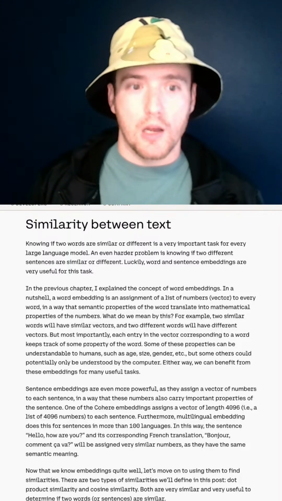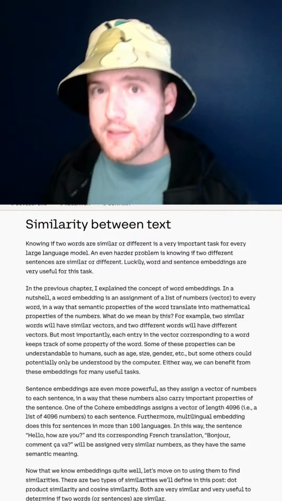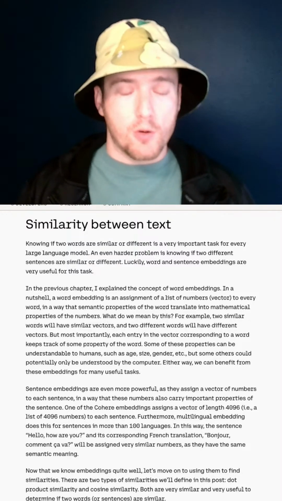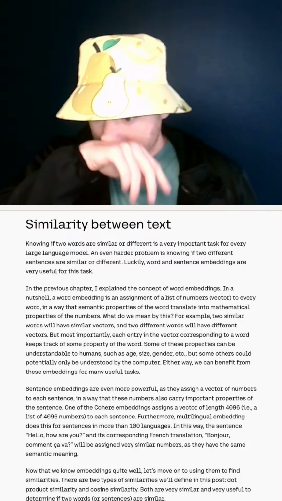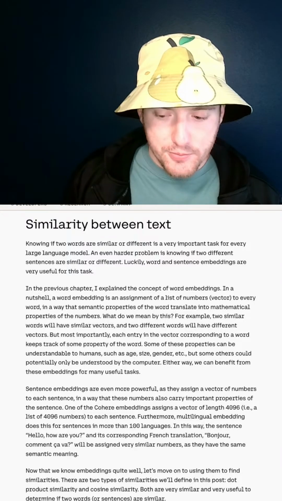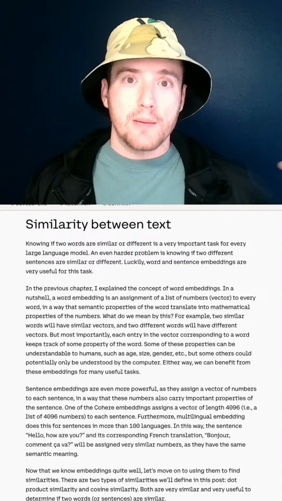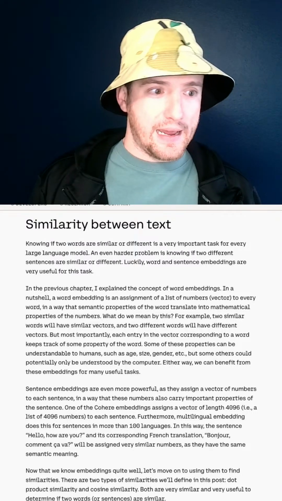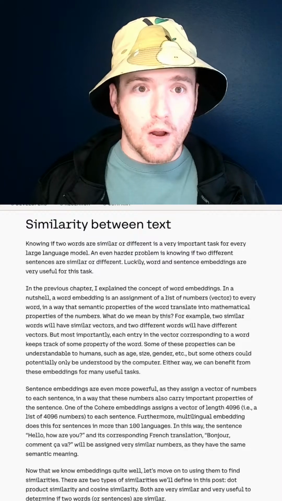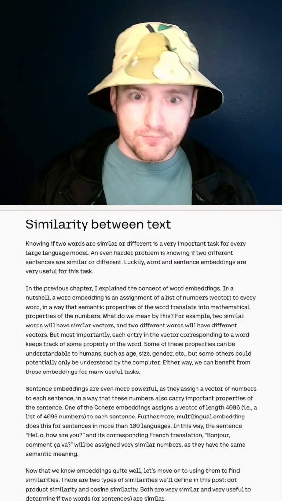In a nutshell, a word embedding is an assignment of a list of numbers, otherwise known as a vector, to every word. Remember or recall that each word or sentence is given a set of numbers that correspond or correlate to a given category to help the LLM conceptualize or store this word or sentence. So for example, if you were doing giraffe, it might have a 9 for height, it might have a 4 for color, and so forth.